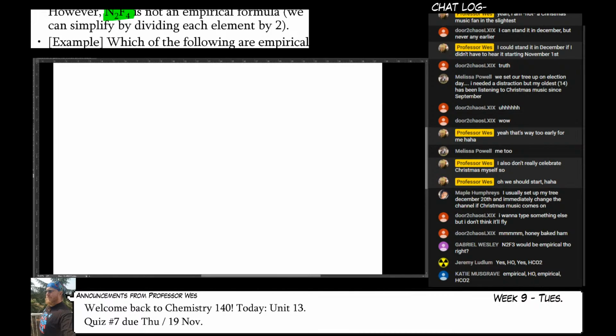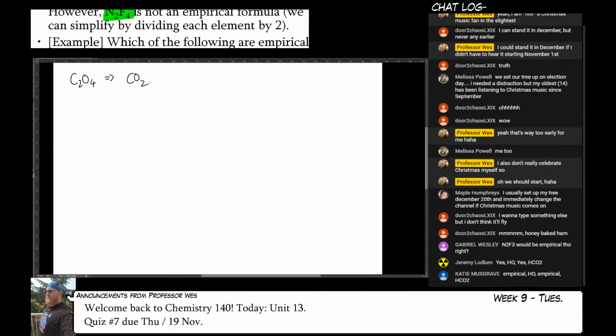Okay, so why do we care about empirical formulas? This seems like a kind of a trivial thing, like, whoop-de-doo, I can reduce this into this. Who really cares? And the answer is, the reason that we care about empirical formulas is because it's sort of an abstract way of seeing what molecules look like in terms of the precision that we are able to get.